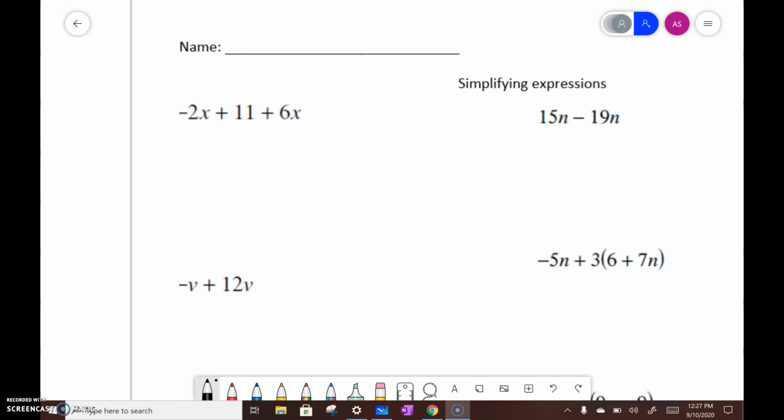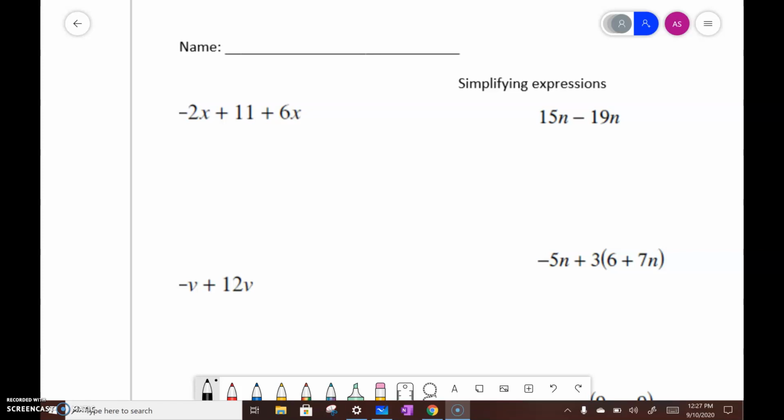All right, hi guys. We're gonna go ahead and get started with simplifying expressions. Please make sure that you watch this video until the end so you can make sure that you understand every problem that's on this page. This will be on an upcoming quiz or test, so you do want to make sure that you get it.